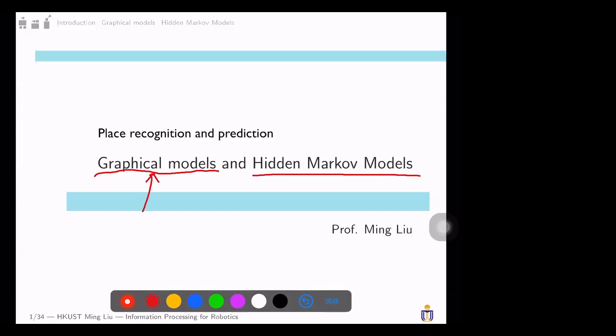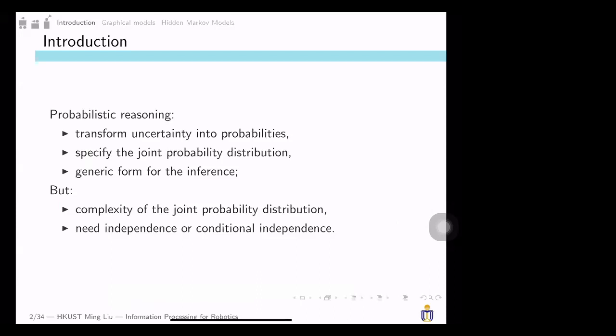Some of the ECE students will soon, because when you write a paper, you will see the graphical model is very important. But okay, let's go on.